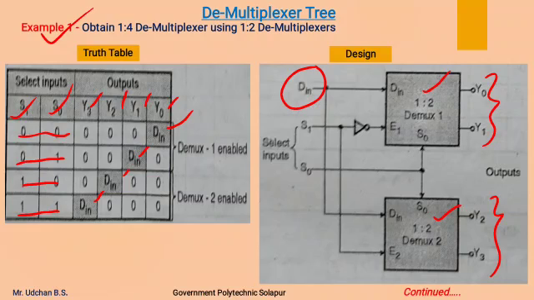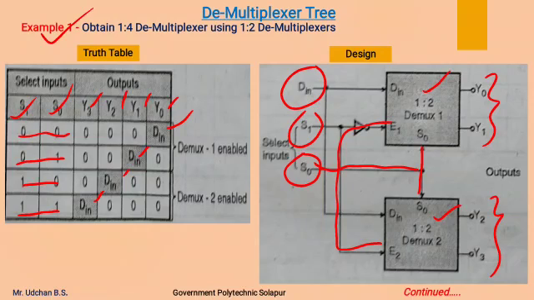Now as a 1:2 demultiplexer has only one select line, the select lines of both demultiplexers are shorted together, named as a single select line S0. Now we require two select lines, as we have to form a 1:4 demultiplexer. To form another select line, we are shorting the enable lines of both the demultiplexers to form the S1 select line.